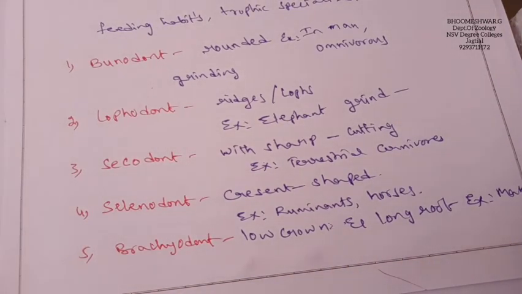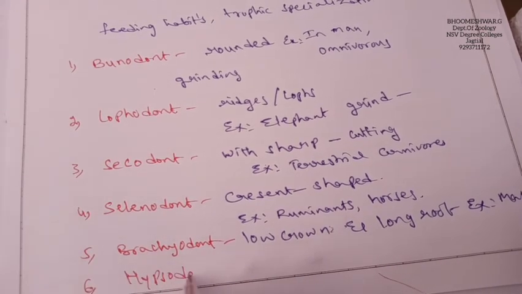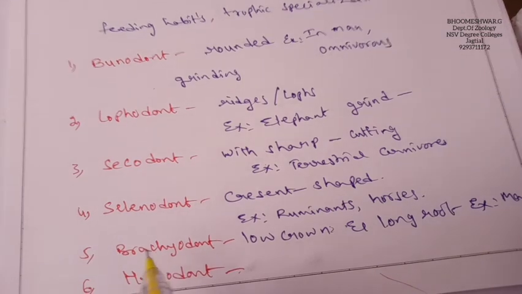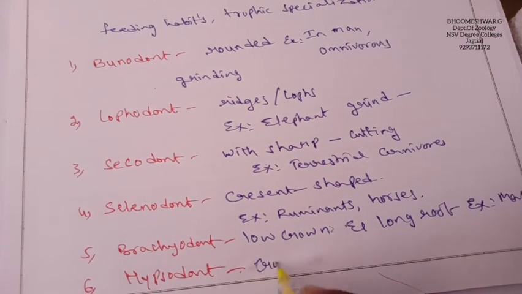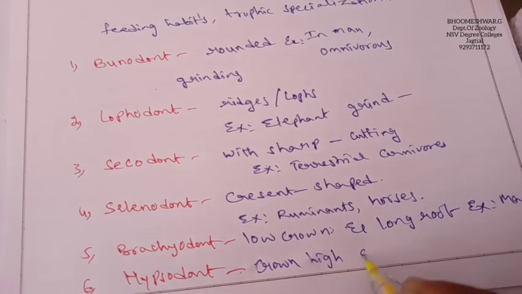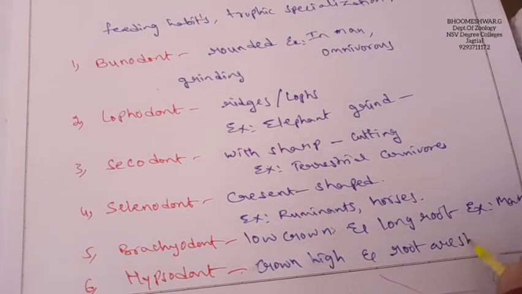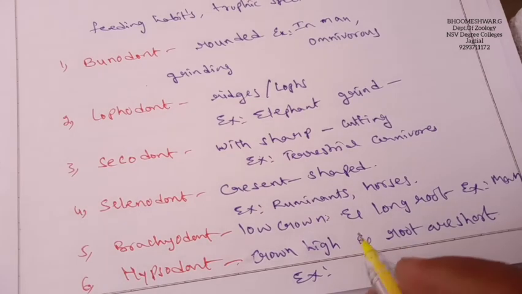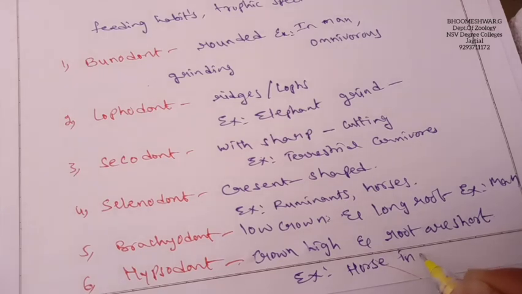A suitable example is human beings. Finally, the last type of cusp pattern is called hypsodont. Hypsodont is exactly the opposite of brachyodont. Brachy indicates a short crown, but in hypsodont the crown is high and the roots are very short. This type of teeth is seen especially in horse incisors.